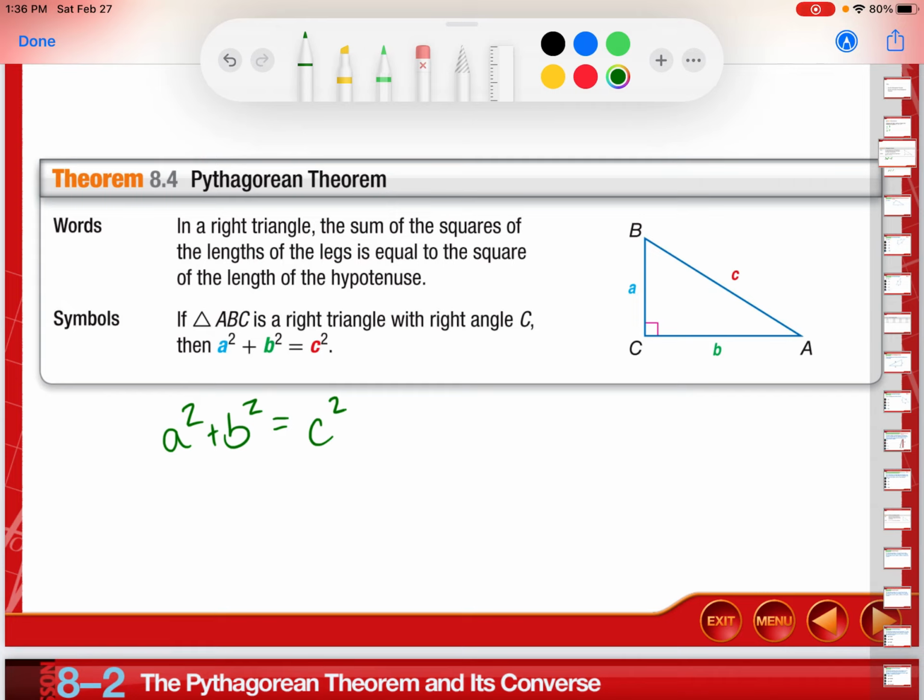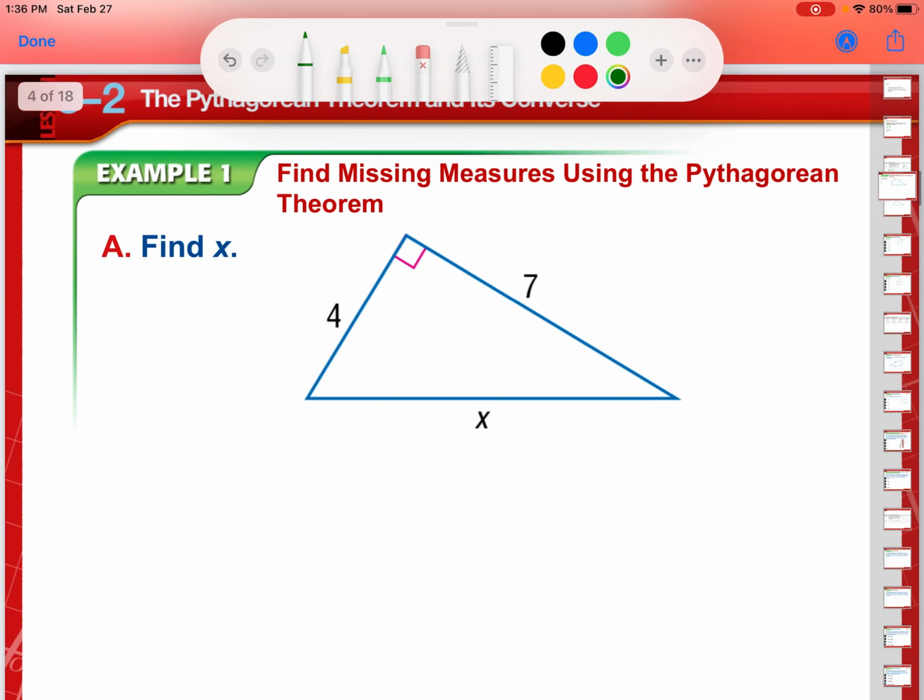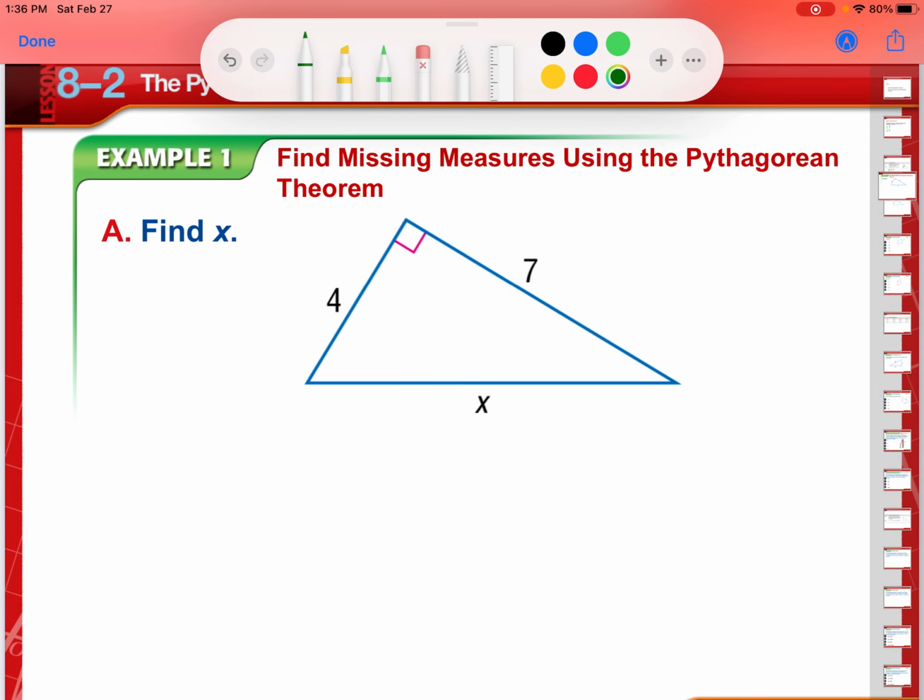This is great for finding your missing lengths. You can use it to calculate distance, drop, rise, slope, and so on and so forth. Amazing tool. The one thing I do want to highlight in right triangles: the hypotenuse is always the longest side. You can always tell it's the longest side because it's going to be opposite the 90-degree angle. That's just a quick way to tell that.